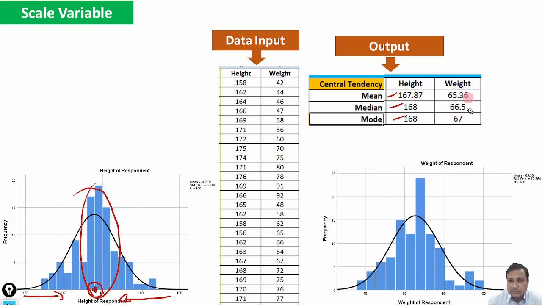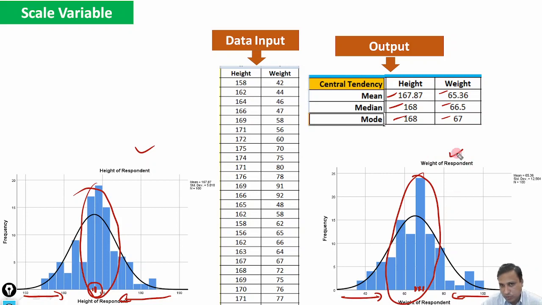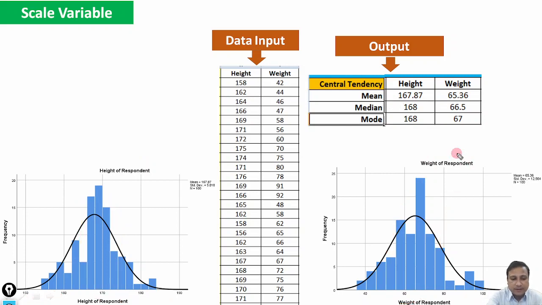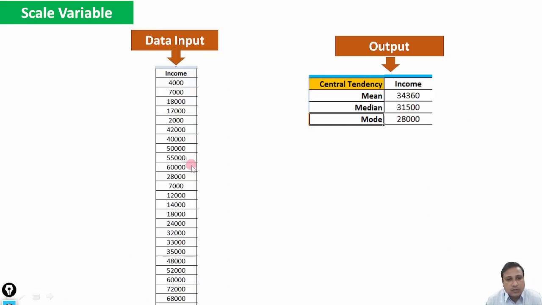Fine. Story is same with the weight. Yes, 65, 66, 67. Where are they? Around here somewhere. Here also we try to find a value which represents the center of the data. Center of the data, that's the meaning of central tendency. And all these graphs have been imported from the SPSS output. I hope you understood how to interpret.